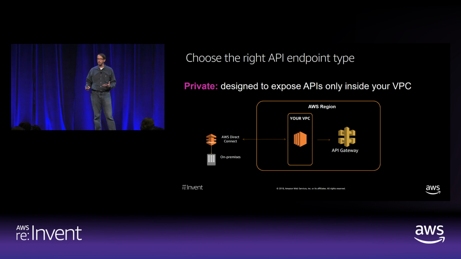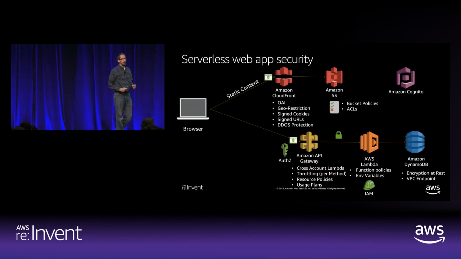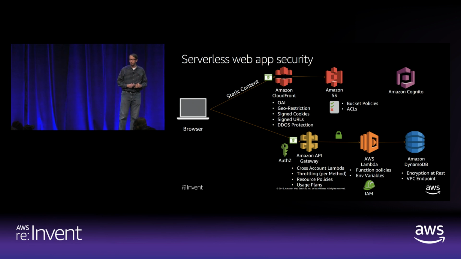So if you have Direct Connect at an on-premises location, you can use that to get to that private API endpoint as well. Okay, let's talk about security of serverless web applications.